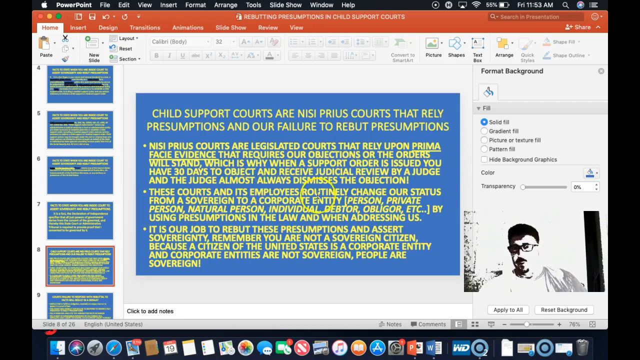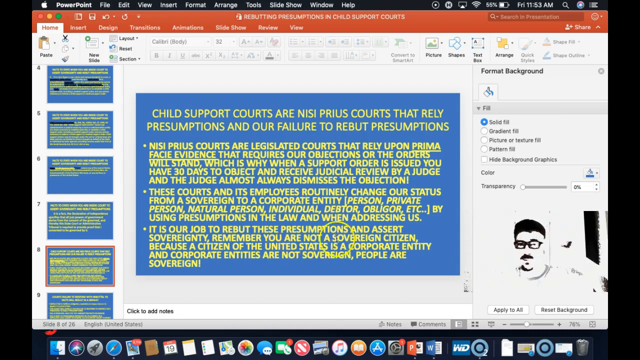These courts and their employees routinely change our status. They change you from a man or a woman, a people, to a person, a private person, a natural person, a debtor, an obligor. You understand? So you're going to say, I am none of those things. It's your job to rebut these presumptions and assert your sovereignty.